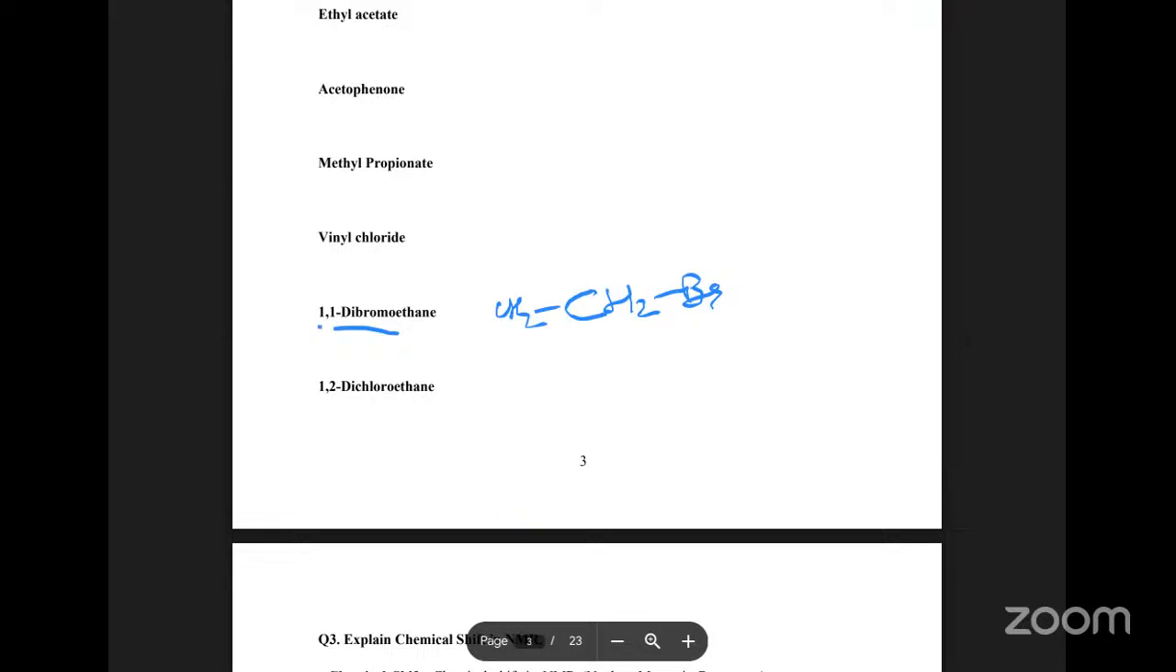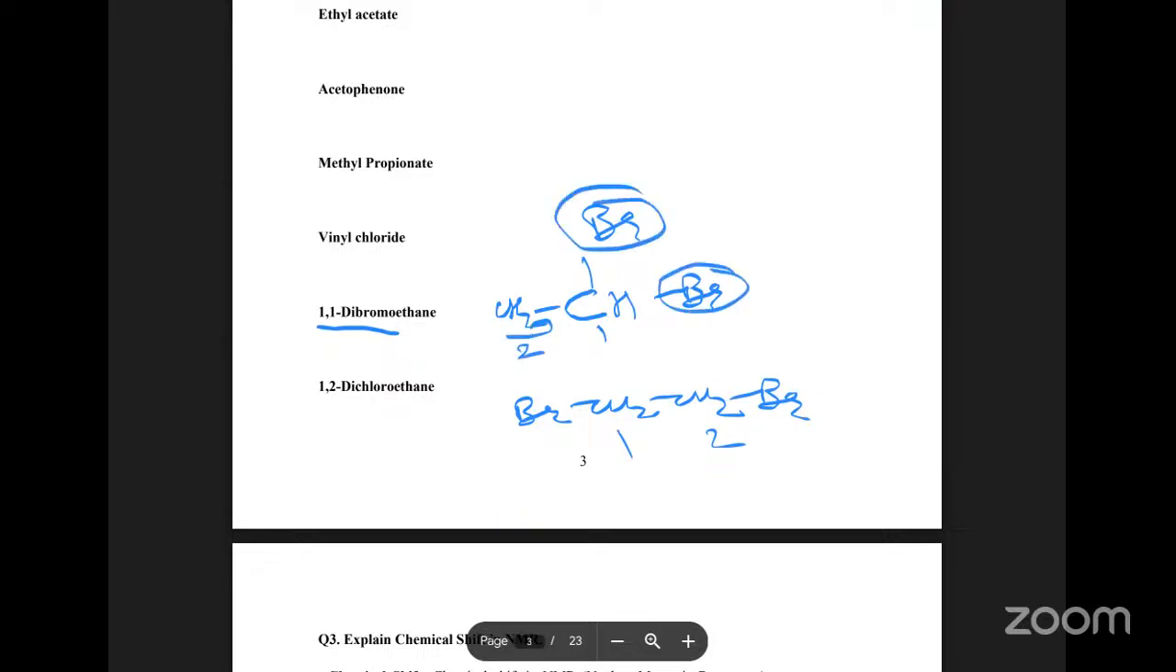So at 1 carbon only, we are having both the bromides attached. And another one is 1, 2. So this is Br attached to CH2, CH2, and Br. That means this is 1, 2, this is 1. So this is CH3, 1, 2. So in 1,1 these bromides are attached to the 1 carbon only. This is 1, 2. Now look here.